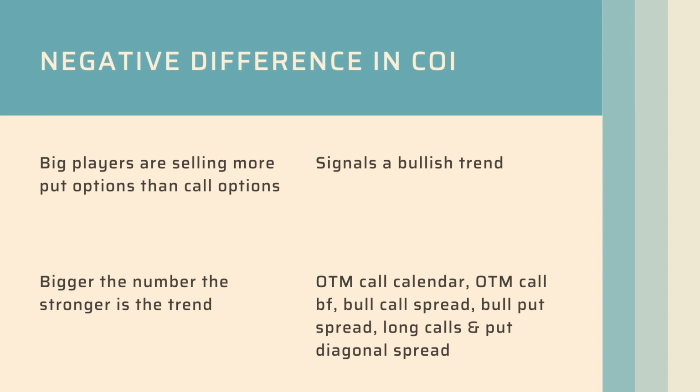Now to the OI data sheet. A negative difference in change of interest suggests that big players are selling more put options than call options. It signals that most big players are betting on a likely bullish trend going forward. So you need to take a trade in the direction of the primary trend, that is, a bullish trade. The bigger the number, the stronger is the trend. Examples of bullish trades include out of the money call calendar, out of the money call butterfly, bull call spread, bull put spread, long calls, and put diagonal spread.